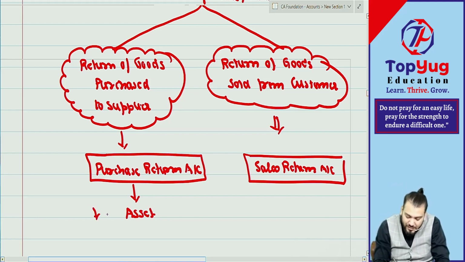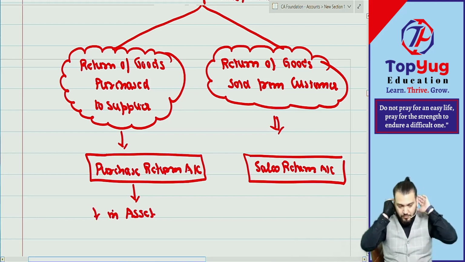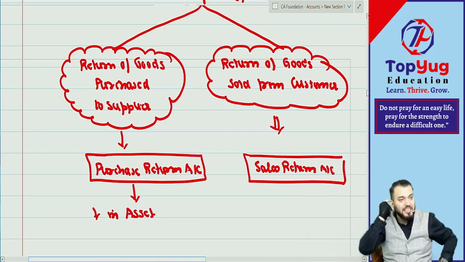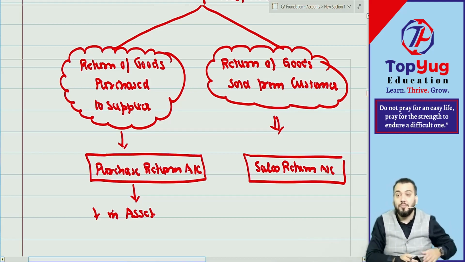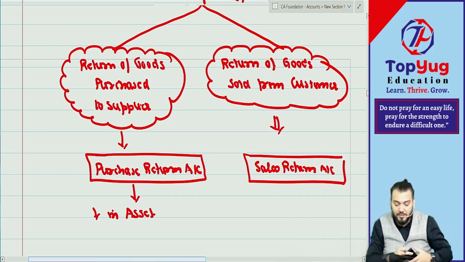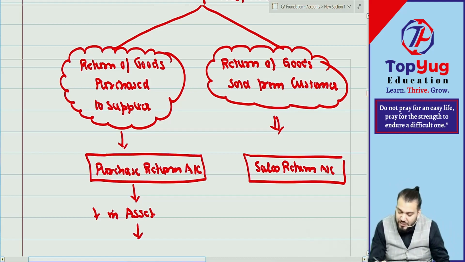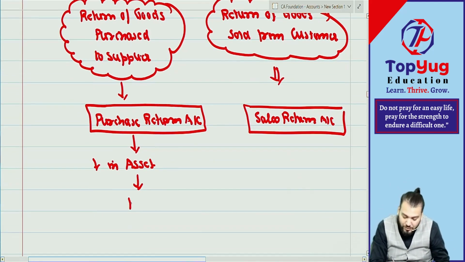So this will also represent asset, but a decrease in asset. When I am saying purchase account, that means increase in asset. When I am saying purchase return, it is a decrease in asset. So asset means which account? It will also be a real account.